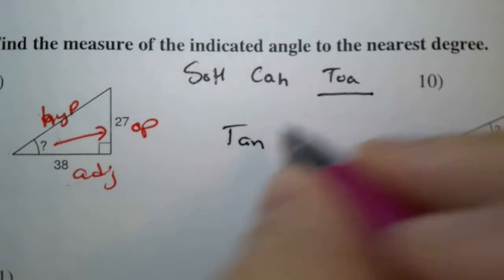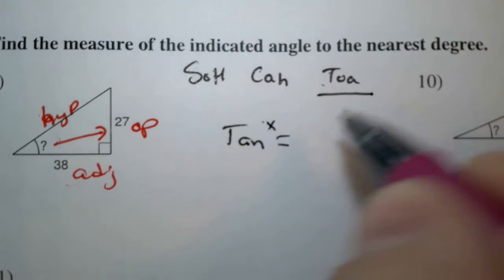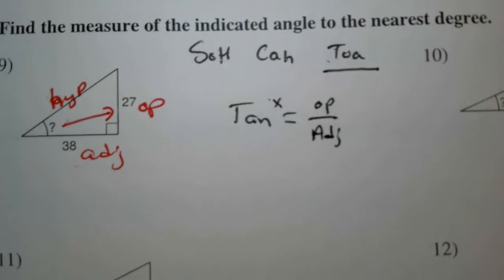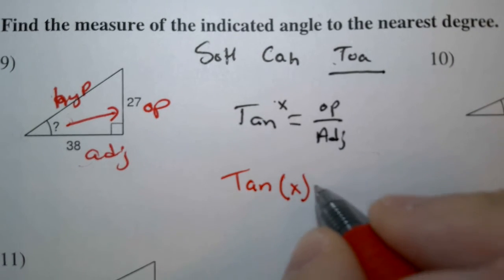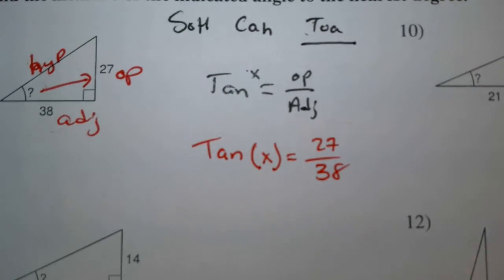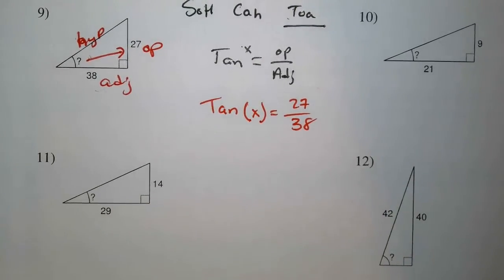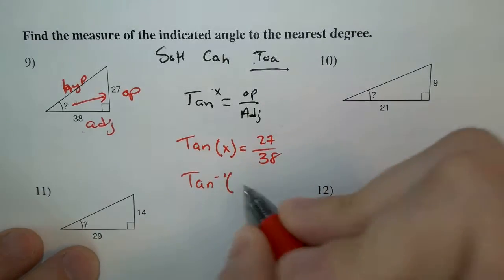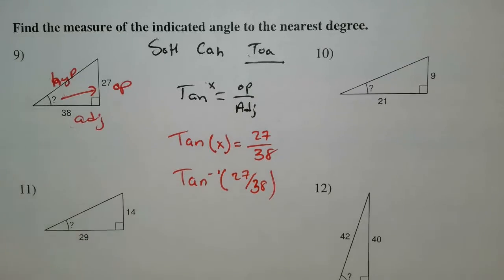Now remember that tan, if it's TOA, is tan of the angle, which we'll call x, is equal to opposite over adjacent, okay? So we're going to do tan of the angle, which I'm calling x, would equal 27 over 38. Now that's just fancy writing, okay? You don't actually have to overdo some of this stuff. You could just do tan -1 of the opposite over adjacent right away. You don't have to physically write it out unless your teacher demands it.